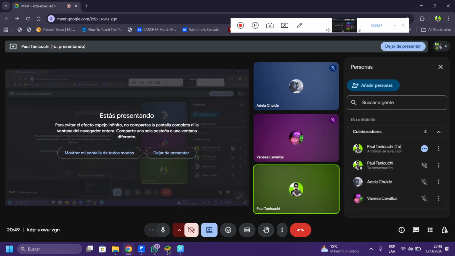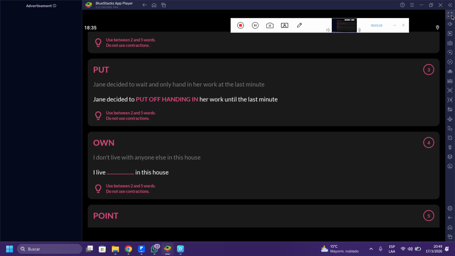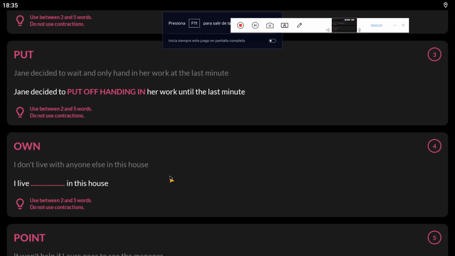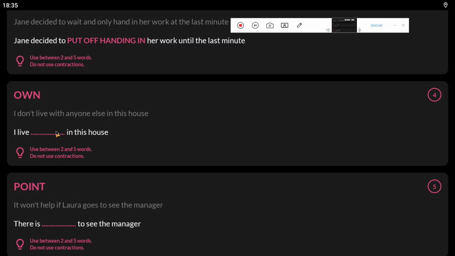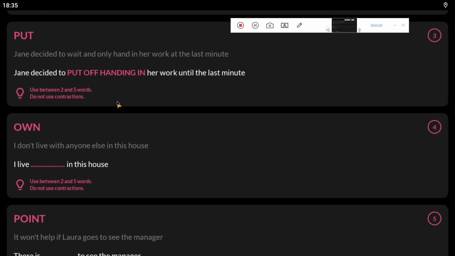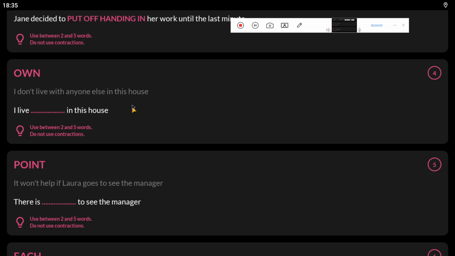Okay, let's continue. Don't forget, Jane decided to put off handing in her work until the last minute. Why do I use the gerund here, the ing form? Because after put off, the verbs have to go with the ing form. Just to clarify, that's because of the preposition, right? Yes, because of the preposition. Perfect. Don't forget, that is so important in the exam.